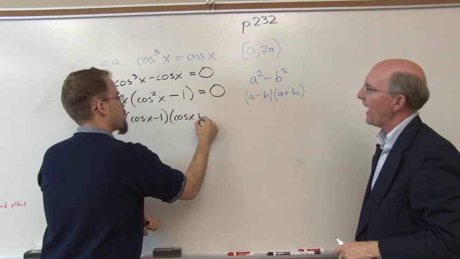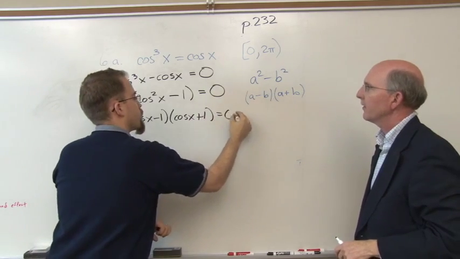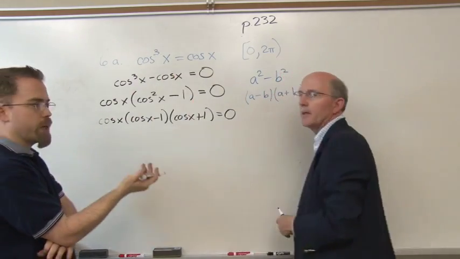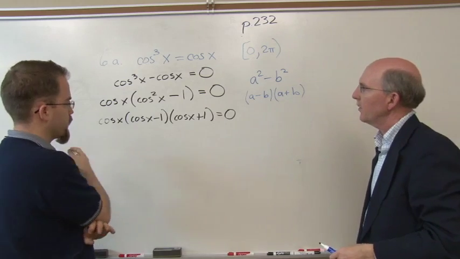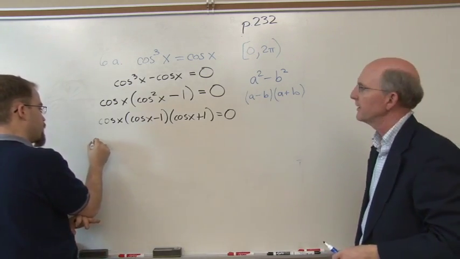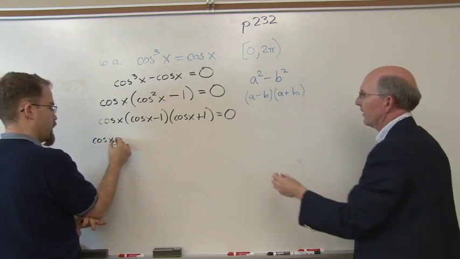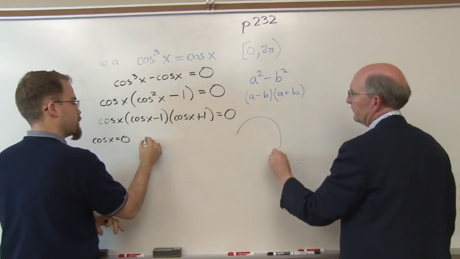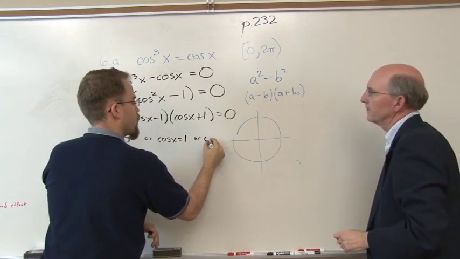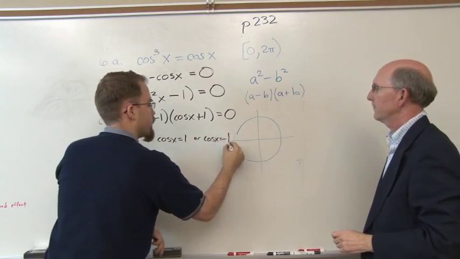So you can see that we can actually come up with 3 factors, which makes a lot of sense when you think about a third degree. We had a cubic equation to begin with, so we would expect 3. It's nice to find the 3 different ways to get equal to 0. And then we can write that out long ways and say that either cos x equals 0, or cos x equals 1, or cos x equals -1.